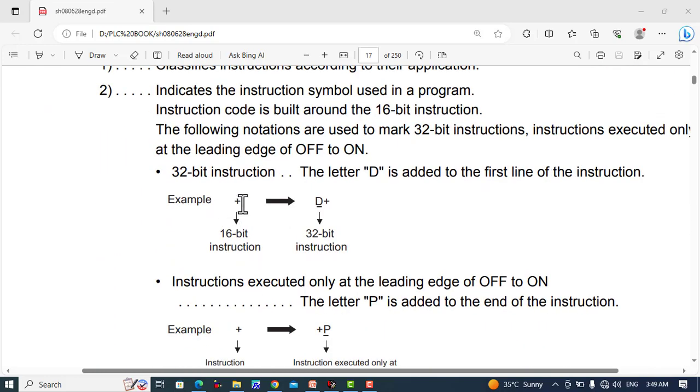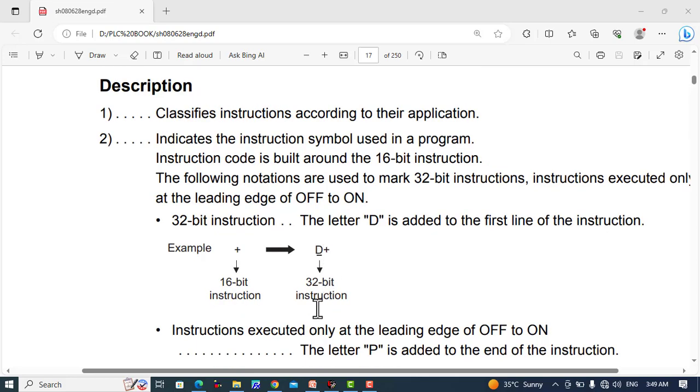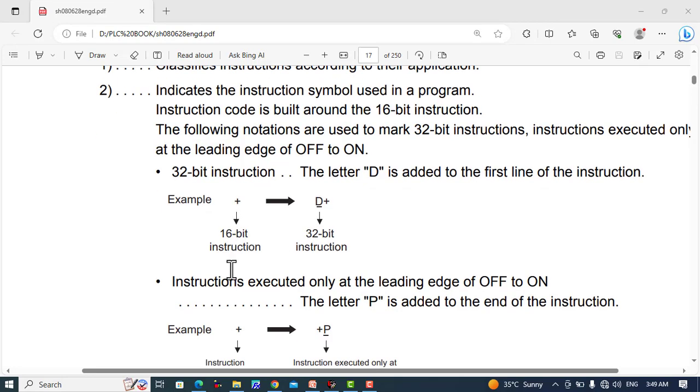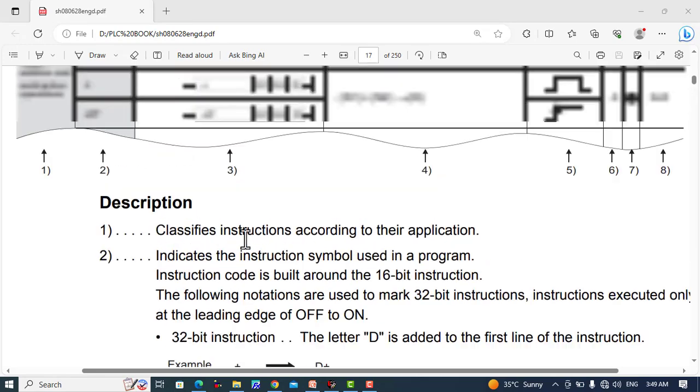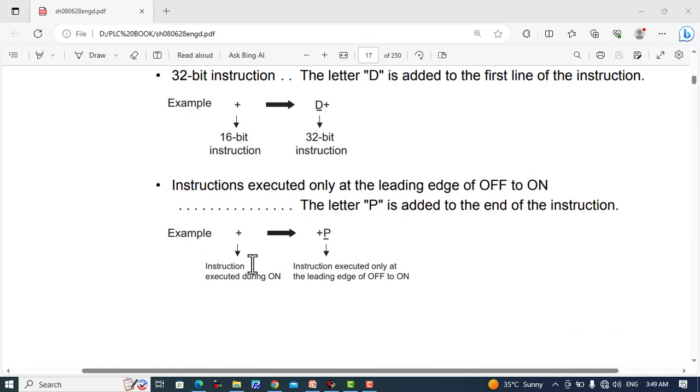You can see that this plus sign shows the 16-bit instruction and this D plus sign shows the 32-bit instruction. When D plus is used, it means that it is a 32-bit instruction. It may be a register. And when the plus sign is used, it means that it is a 16-bit instruction. Plus means the instruction is executed during the on state. Plus P means that the instruction is executed only at the leading edge of off to on, 0 to 1.